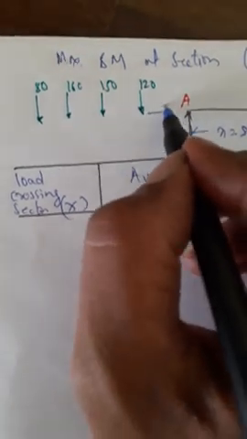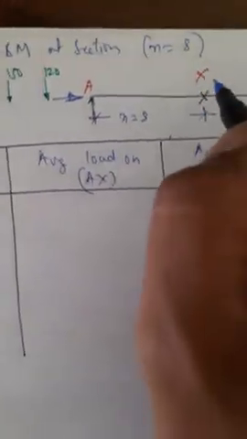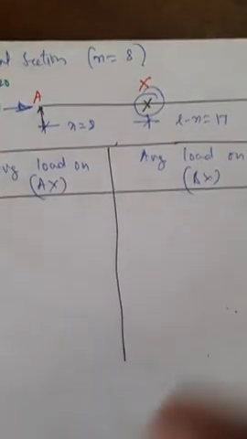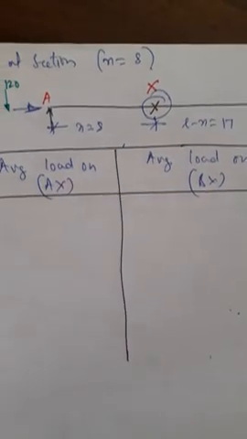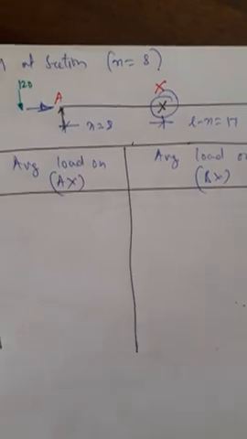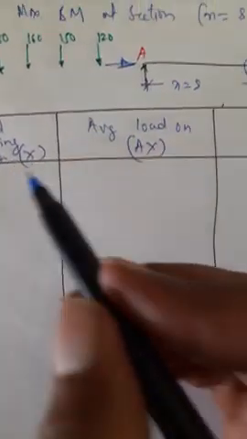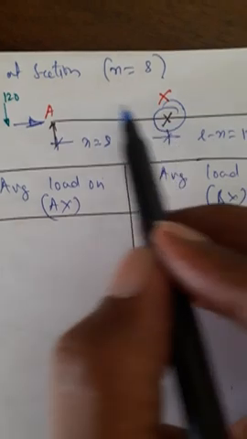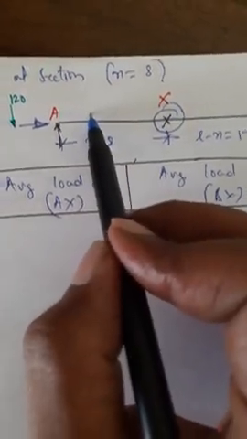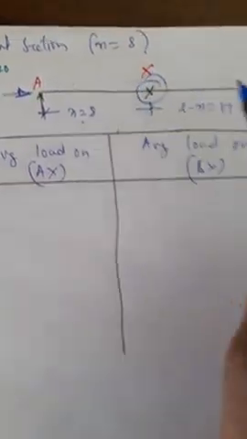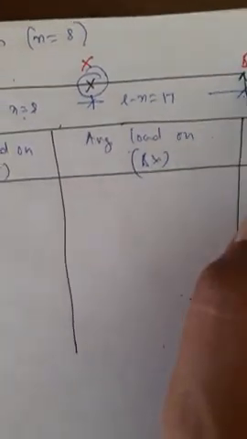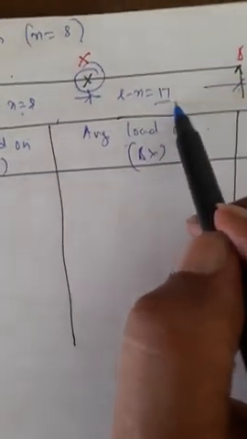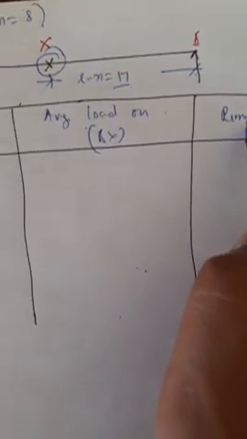So I have to put a table like this. Load crossing the section. These loads are crossing the section from left to right, and I am interested in this point. I want to know placing of which load will give me maximum bending moment. So load crossing the section, average load on AX: what is the load on this portion AX? Average load is total load divided by span. Average load on BX is total load on section BX divided by span 17. So I have to confirm whether AX and BX, which one is greater.